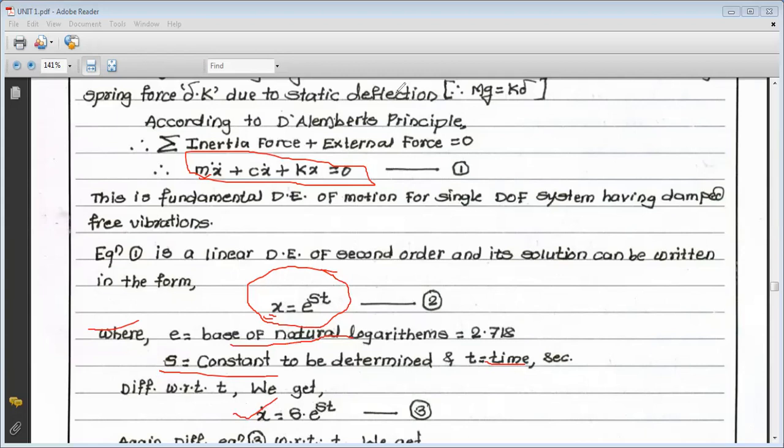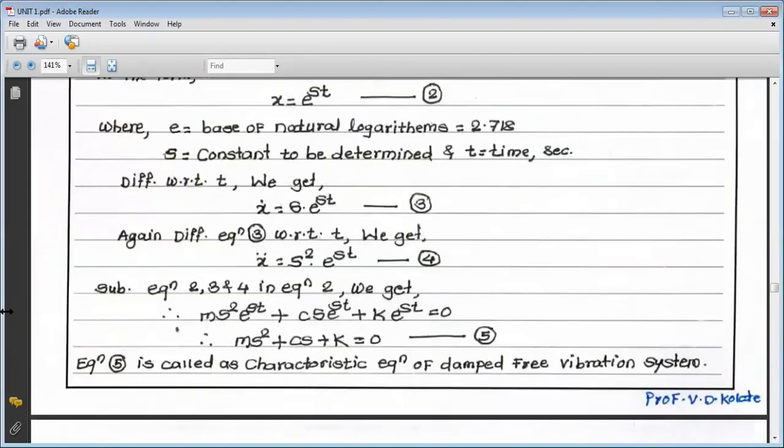Similarly, again we are going to differentiate equation number 3 with respect to t. If we differentiate x dot, that is dx by dt, it becomes d2x by dt2, which is nothing but the acceleration. Again e raised to st stays the same, and the derivative of st is s, so it becomes s square e raised to st.